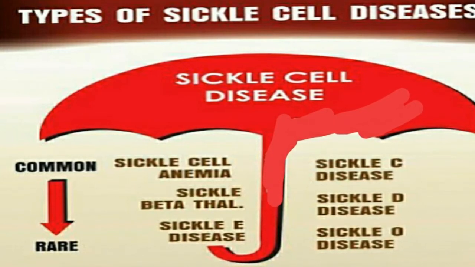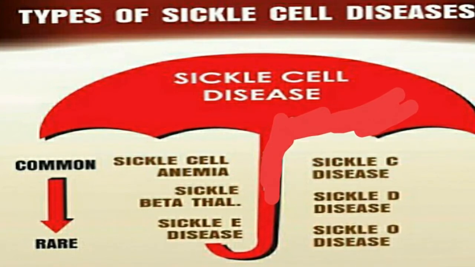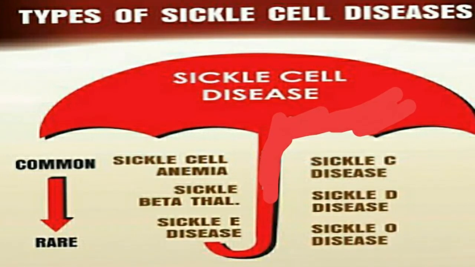Hemoglobin ST, hemoglobin AC, and hemoglobin SO. These types of sickle cell disease are less common and are usually less severe.